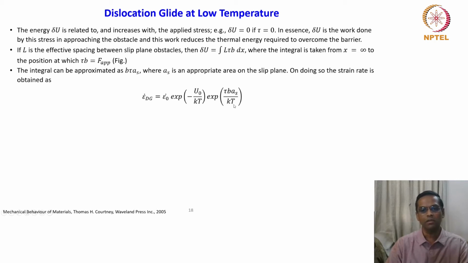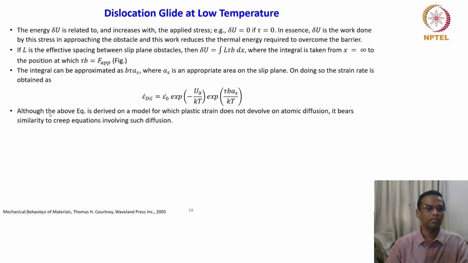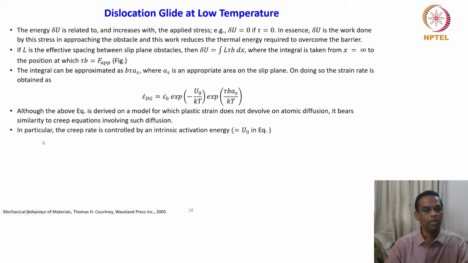This term will keep on repeating in different kinds of mechanisms if you keep track of this. Although the above equation is derived on a model for which plastic strain does not involve atomic diffusion, it bears similarity to creep equations involving such diffusion. In particular, the creep rate is controlled by an intrinsic activation energy, that is U0 in the equation.